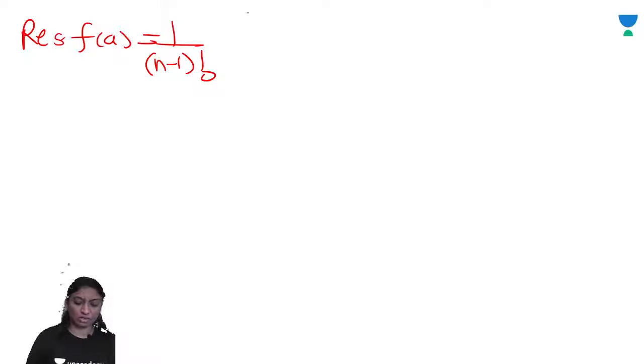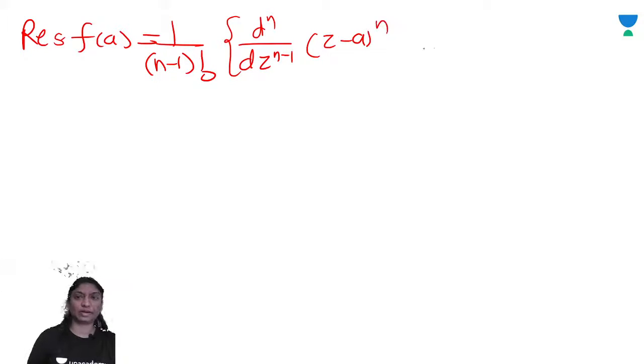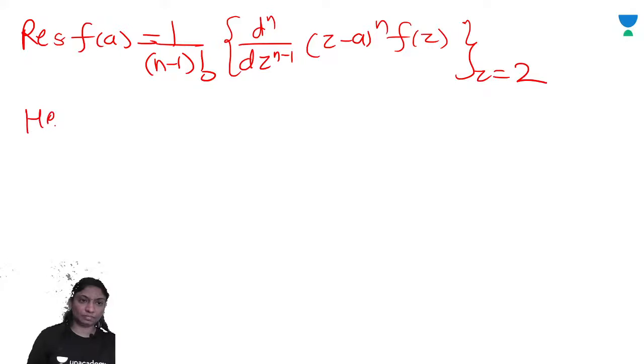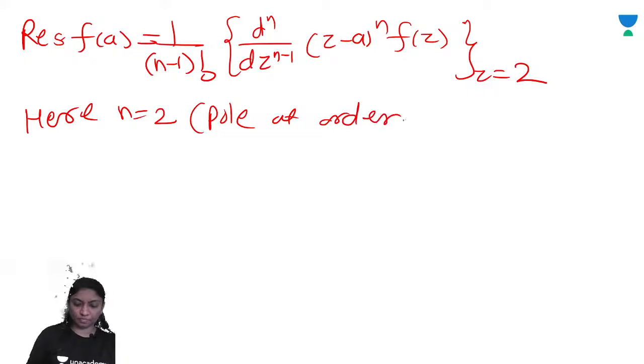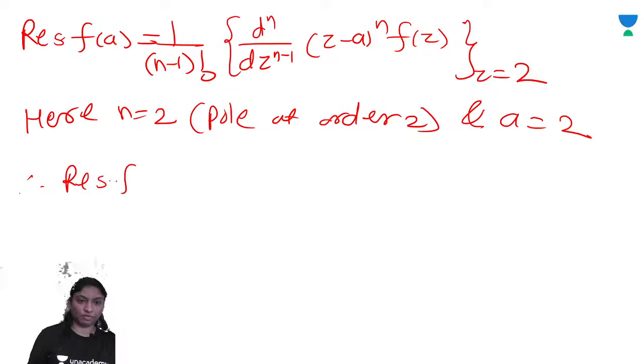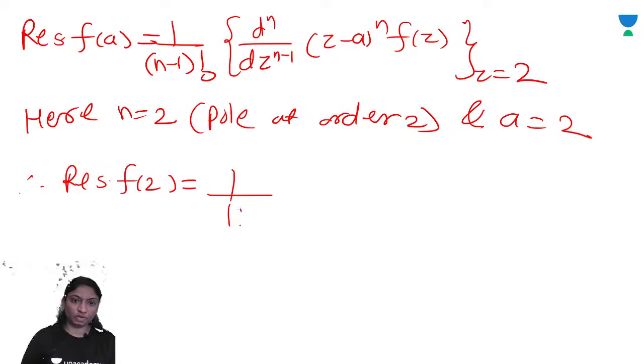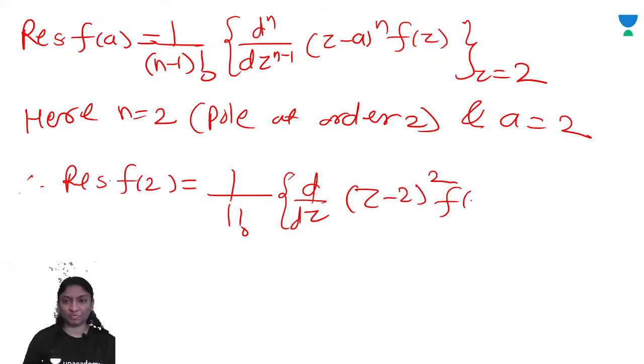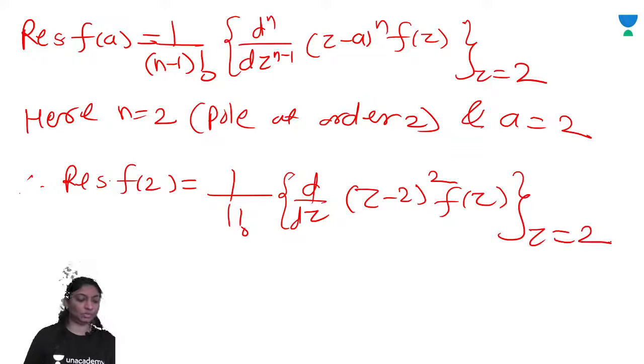So residue of f at a is equal to 1 upon (n minus 1) factorial into d raised to n minus 1 upon dz raised to n minus 1 of (z minus a) bracket raised to n into f of z, at z is equal to 2. Here n is equal to 2, pole of order 2 and a is equal to 2. Therefore residue of f at 2 is equal to 1 upon 1 factorial, d upon dz of (z minus 2) bracket square into f of z at z is equal to 2.